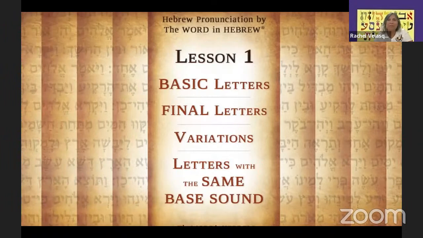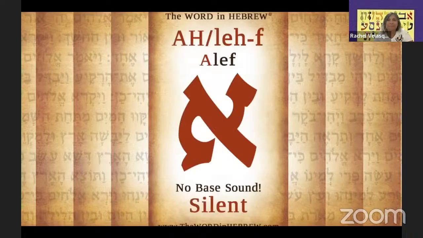All right, so we're going to go over the basic letters, the final letters, variations, and letters with the same base sound. So we'll go over a lot of information for you. Aleph has no base sound unless you add vowels to it. Those are those tiny little dots and dashes that you see either above or below or occasionally in the middle.